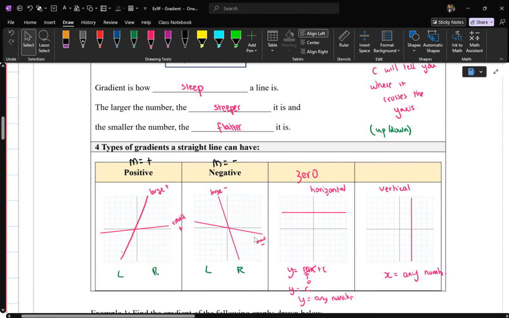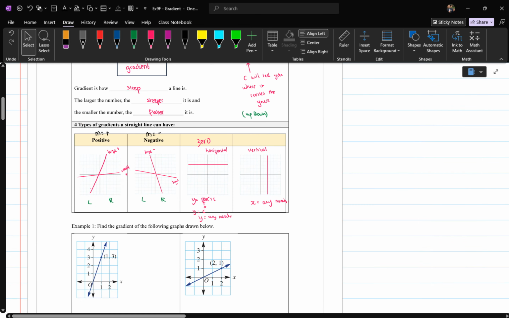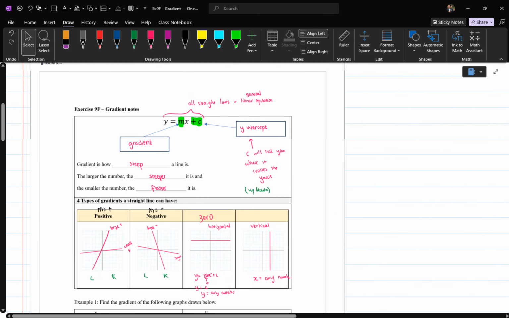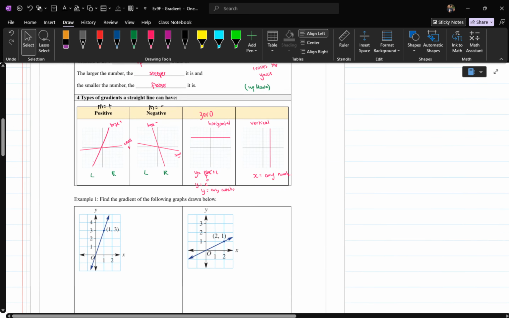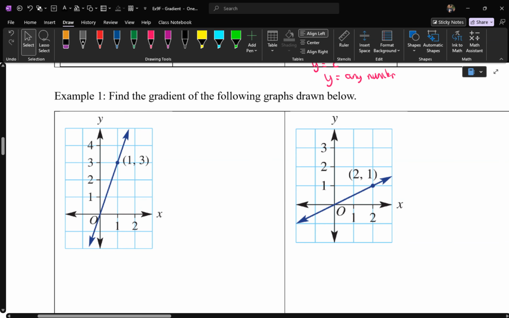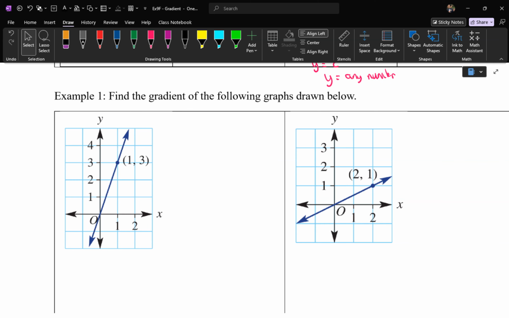Okay? So that's the theory for today. That's pretty much what you need, and it's a lot of information. If you really unpack it, it's huge, right? So today's lesson, this is all you're doing. You're finding the gradient of the following graphs, okay? Now the gradient, we already know the steepness, but we don't know what the gradient is, okay?